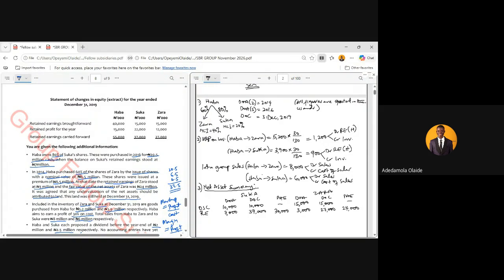The only thing we have left is that for Zara, they told us that the fair value of their net asset was 24 million. Since they did not tell us anything for Suka, we'll assume that the book value is the same thing as the fair value. So we don't have issues with that. Now, for Zara, it is 18,000. That's the net asset at the date of acquisition. But they told us the fair value is 24,000.